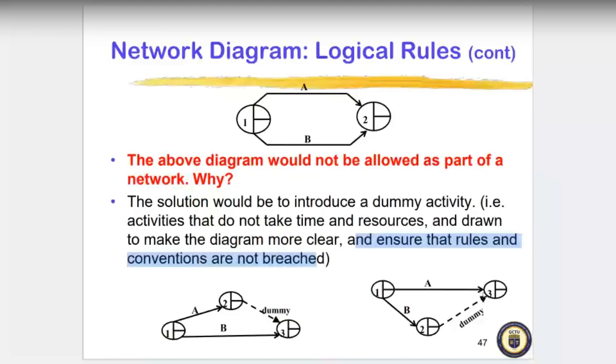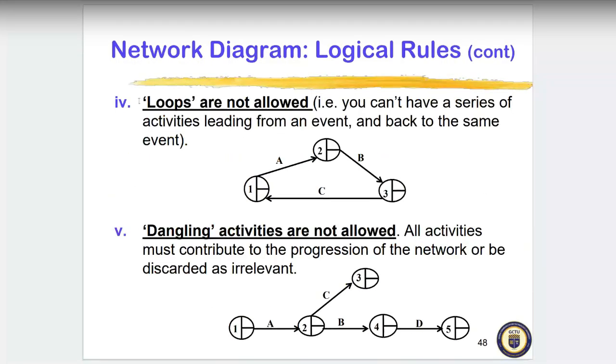Okay, so the logical rule say we are continuing. Loops are not allowed. So we can't be using loops. I move from one, two, and I come to three, I go back to one again. So when you are drawing, you should draw straight. You should move forward. We don't move backwards, and we don't do rotation. You can't have a series of activities leading from an event and back to the same event. It is impossible, because we said when you move forward, the numbers should keep changing. You can't move from A, B, then you come back to C. You should continue. We don't have to have loops in the diagram.